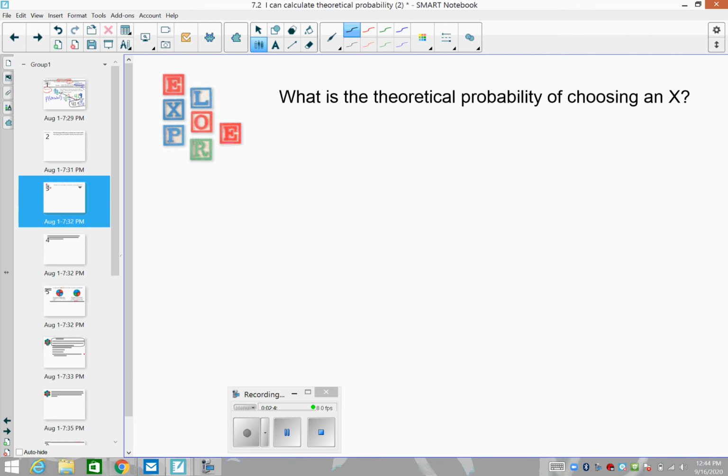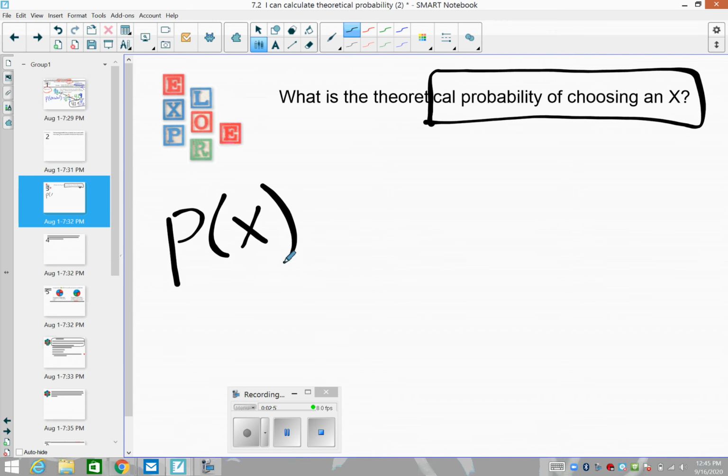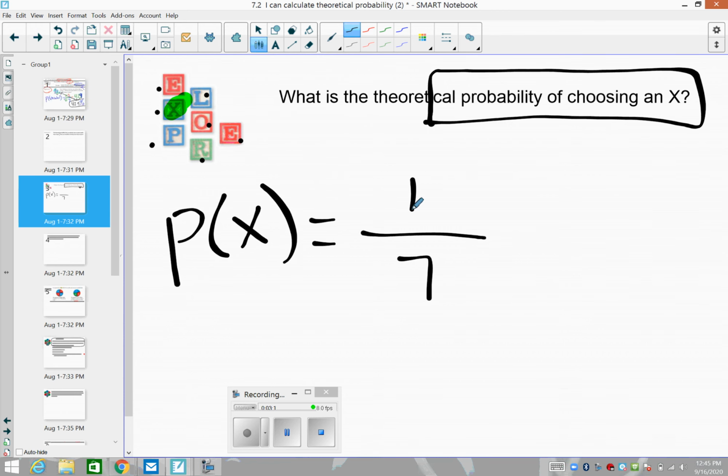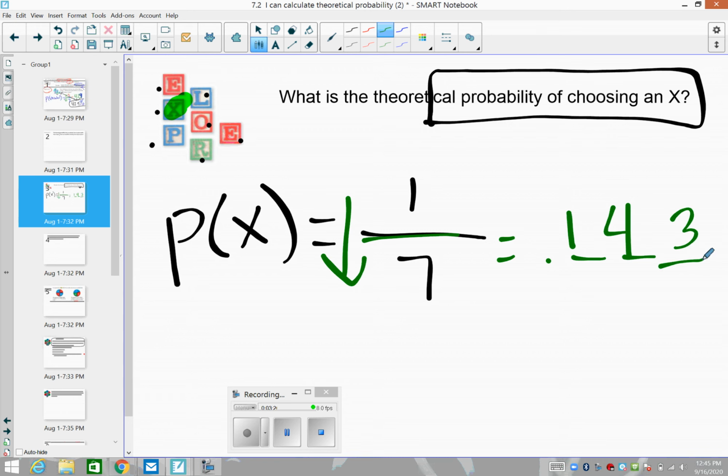So let's take a look at this problem here. What is the theoretical probability of choosing the letter X? No experiment happening, just what's the probability that we will draw out an X? We know based on this question that we have 7 letters. And if we take a look at how many X's occur, we see 1 X. So we have a 1 out of 7 chance that that occurs. So division, we would divide down, and we end up with 1 divided by 7, which gives us 0.143 when I round that last digit in our calculator.